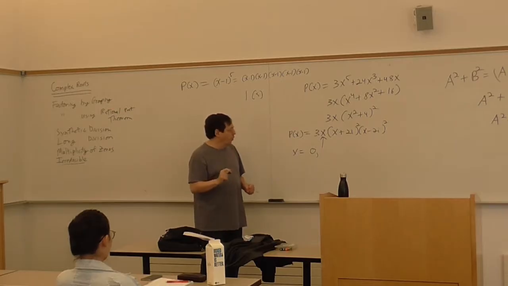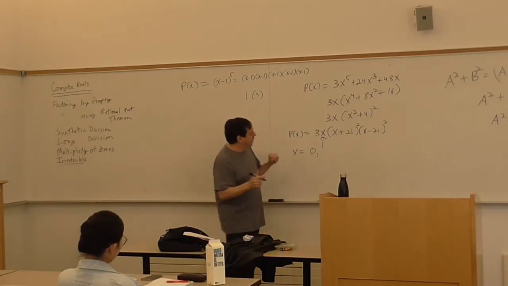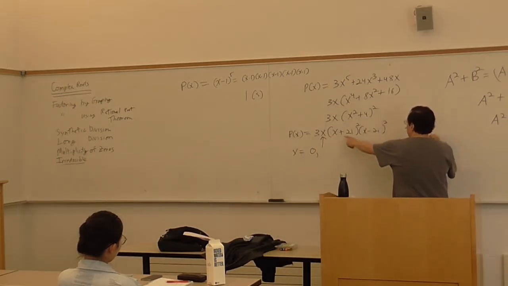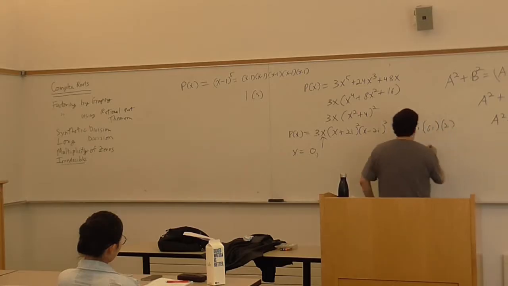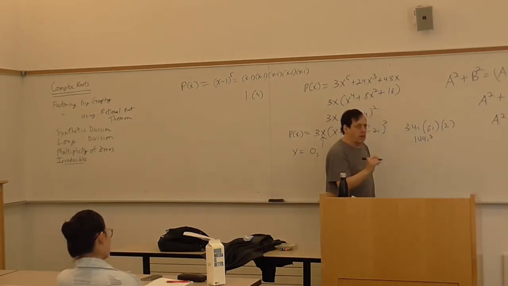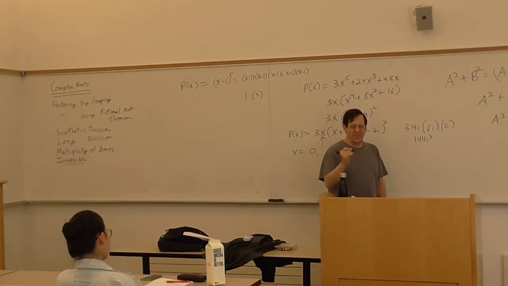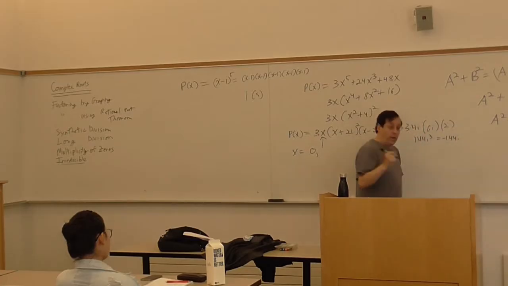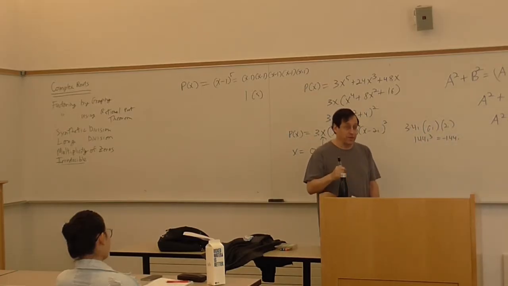4i. Let's try that. 3 times 4i, that's the x. Times 4i plus 2i, that's 6i. Times 4i minus 2i is 2i. So 12, 72, 144 i cubed. I cubed. It's negative i, actually. Okay. That was a worthy guess. It just wasn't right.